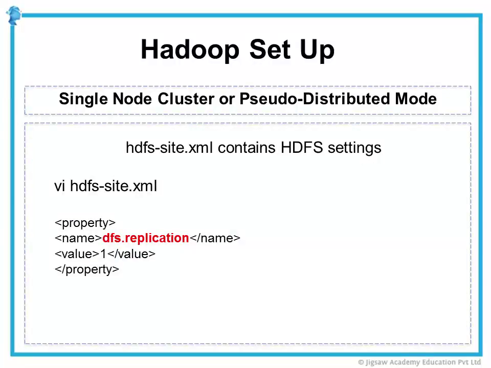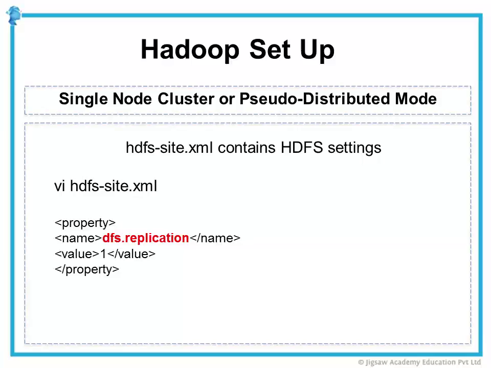Next, we need to edit another configuration file called hdfs-site.xml, which basically contains configuration information related to the HDFS function of Hadoop. The one important property we update in this file is dfs.replication. This is otherwise called the replication factor and indicates the number of copies of every block that needs to be replicated in HDFS. By default, the replication factor is 3, but since this is a single node Hadoop cluster, we need to explicitly set it to 1.